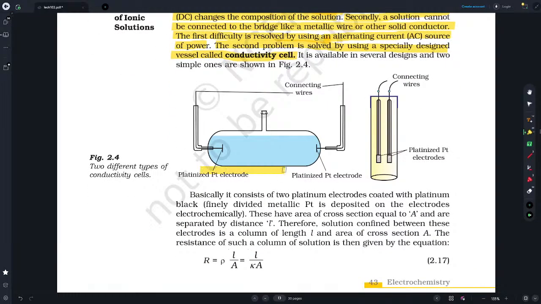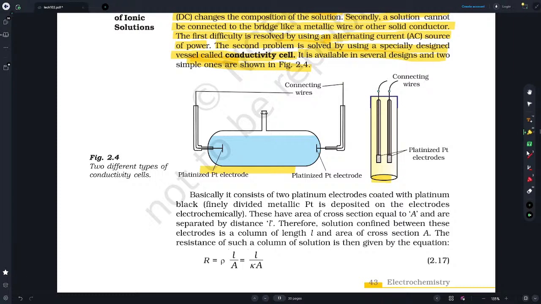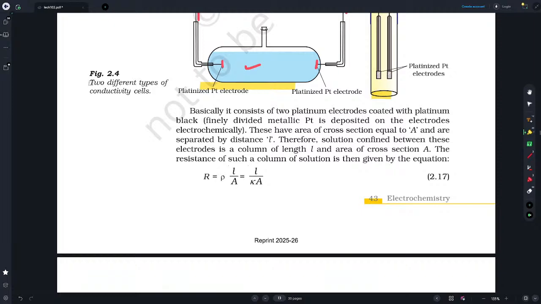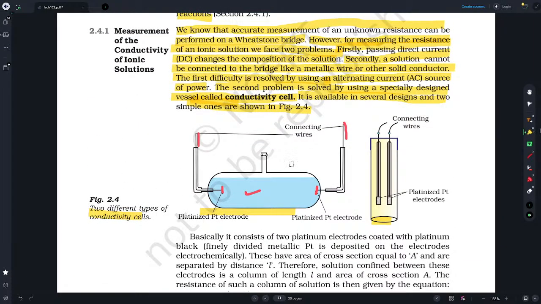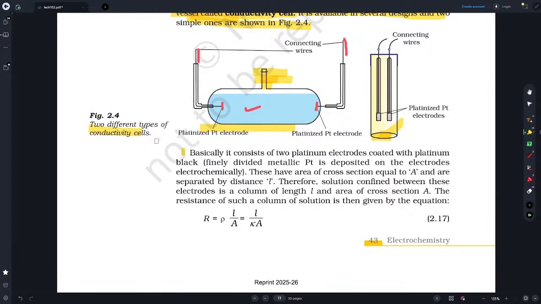These are examples of conductivity cells. Several designs are available, and two simple ones are shown in the figure below. This is the solution you want to find the conductivity for, and these are the platinized electrodes, and these are the connecting wires. These are two different types of conductivity cells. For finding the resistance of the unknown solution, we use these special cells, which we call conductivity cells.